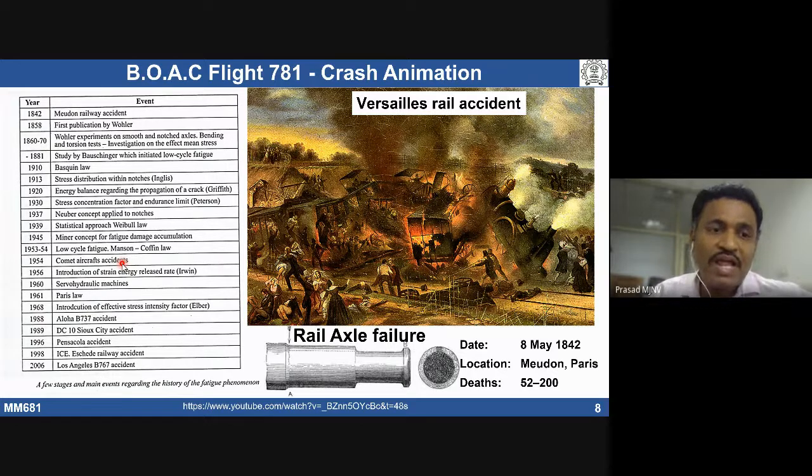Up to 1954 the studies are there, but not much devoted in terms of research; very limited research was there. But from 1954 onwards, a huge amount of research has gone into understanding fatigue failure of materials, because of the failures we are seeing, a lot of human deaths are involved in this failure.